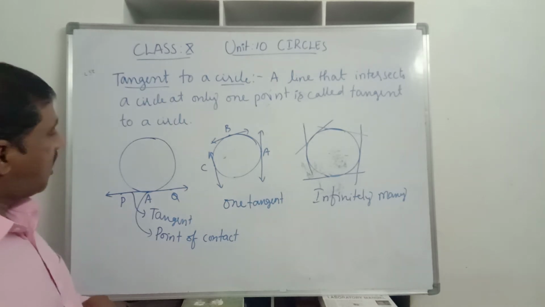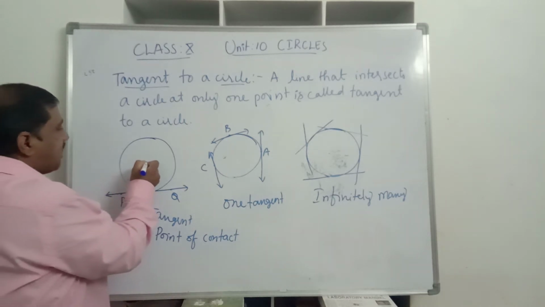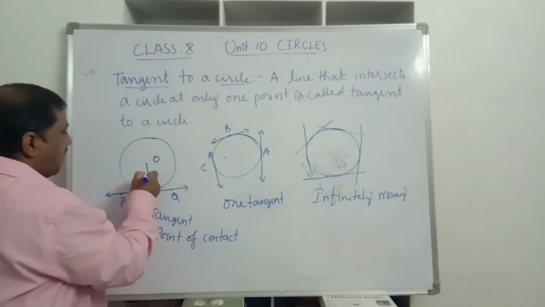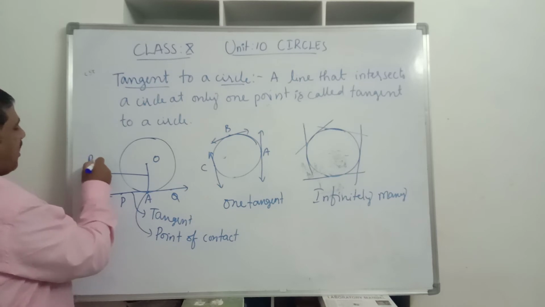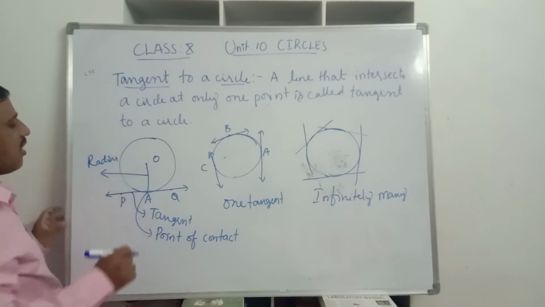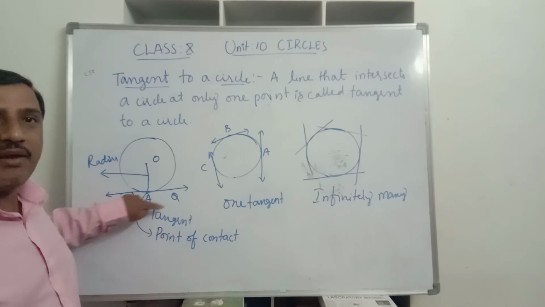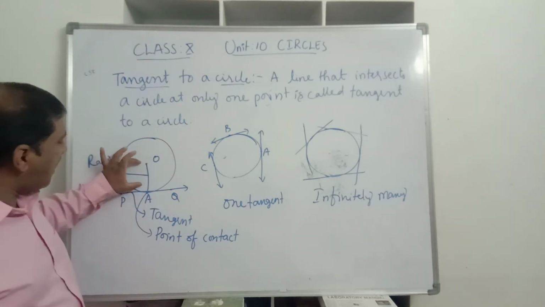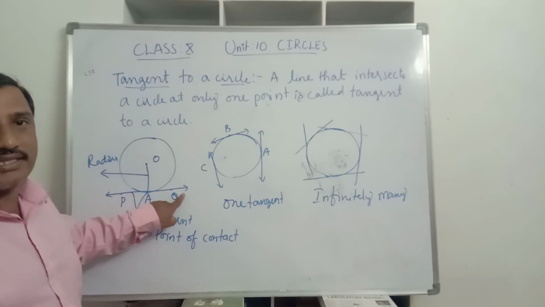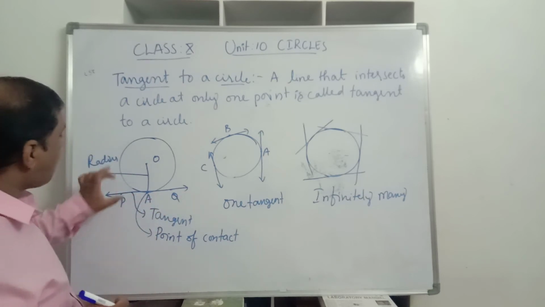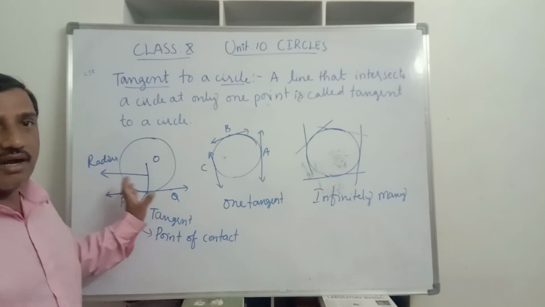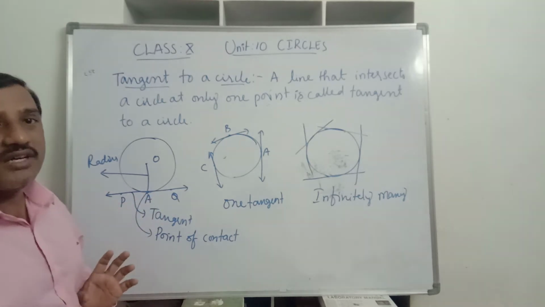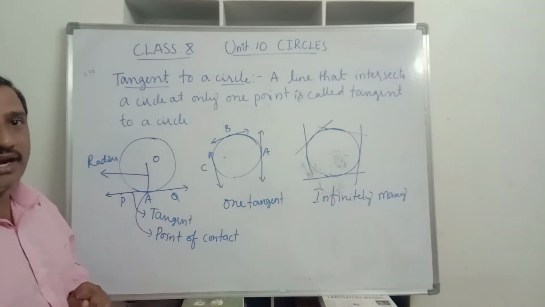Now if we locate its center, let the center be O, and join O to A, what do we call this? We call this the radius. What is a radius? The line segment drawn from the center of the circle to any point on the circle is known as the radius. Now what is the relationship between the radius and the tangent at the point of contact? They are perpendicular to each other.